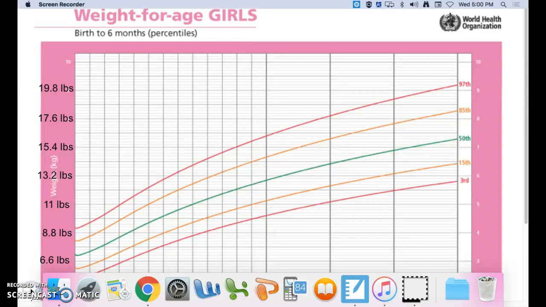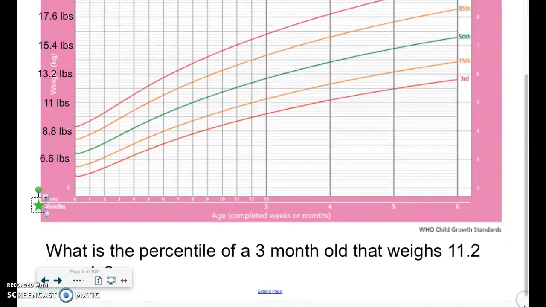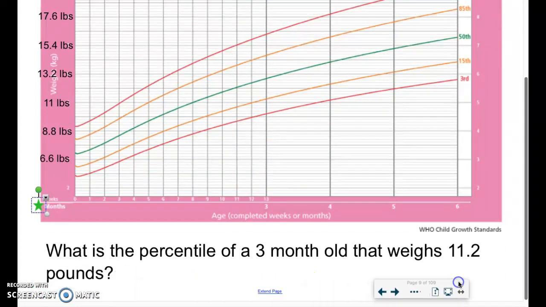Okay, continuing on. You do not have this in your notes packet, but if you have been to a doctor, especially when you were a young child, and they were checking your height and your weight and your head size and all that kind of stuff, they have what is called growth charts. This one in front of you is for how much a kid weighs, birth to 6 months, and the percentiles. So our question is the following. What is the percentile of a 3-month-old that weighs 11.2 pounds?